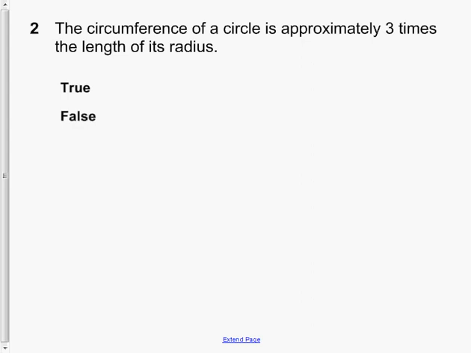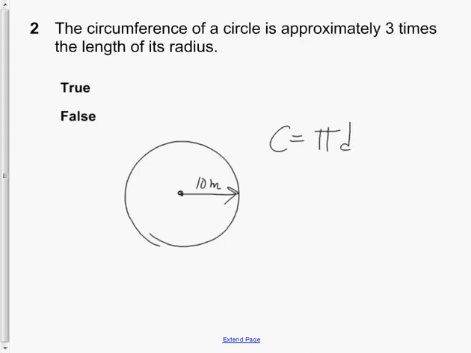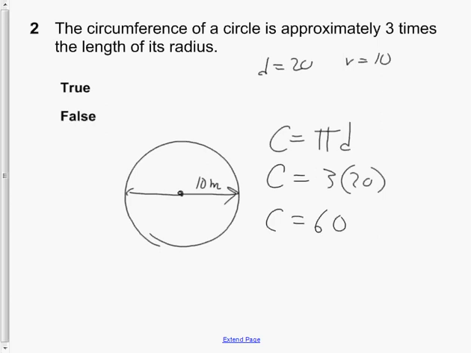Question 2 says the circumference of a circle is approximately 3 times the length of its radius. So if I take a circle and I randomly put down a radius of, let's say, 10 meters. Okay? So the circumference formula, circumference equals pi times diameter. That's your formula you need. So circumference would be equal to pi, which is approximately, we'll say 3 because we're estimating. And the diameter, if the radius was 10, the diameter in this case would be 20. So the diameter is 20, the radius is 10, and the circumference for this one would be 60 in this particular example that we did.